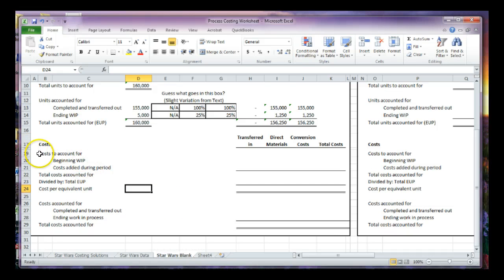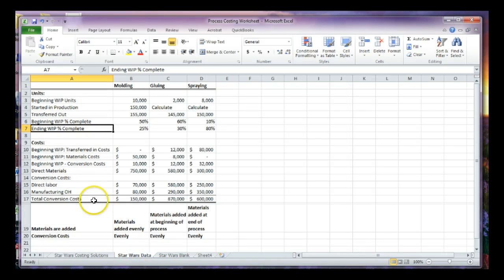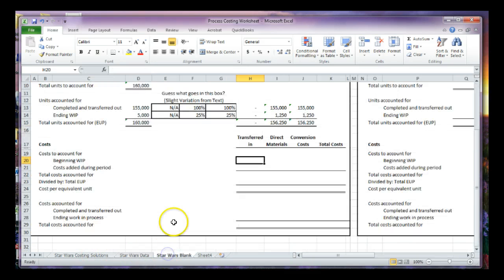All right, cost to account for. We have beginning work in process. Come over here. Now we go down to our costs. Here's our beginning work in process. Transferred in costs are zero. Why? This is the first process. Beginning work in process material is going to be 50, and your conversion costs are going to be 10. So what do we have here? Our beginning work in process, zero for transferred in.